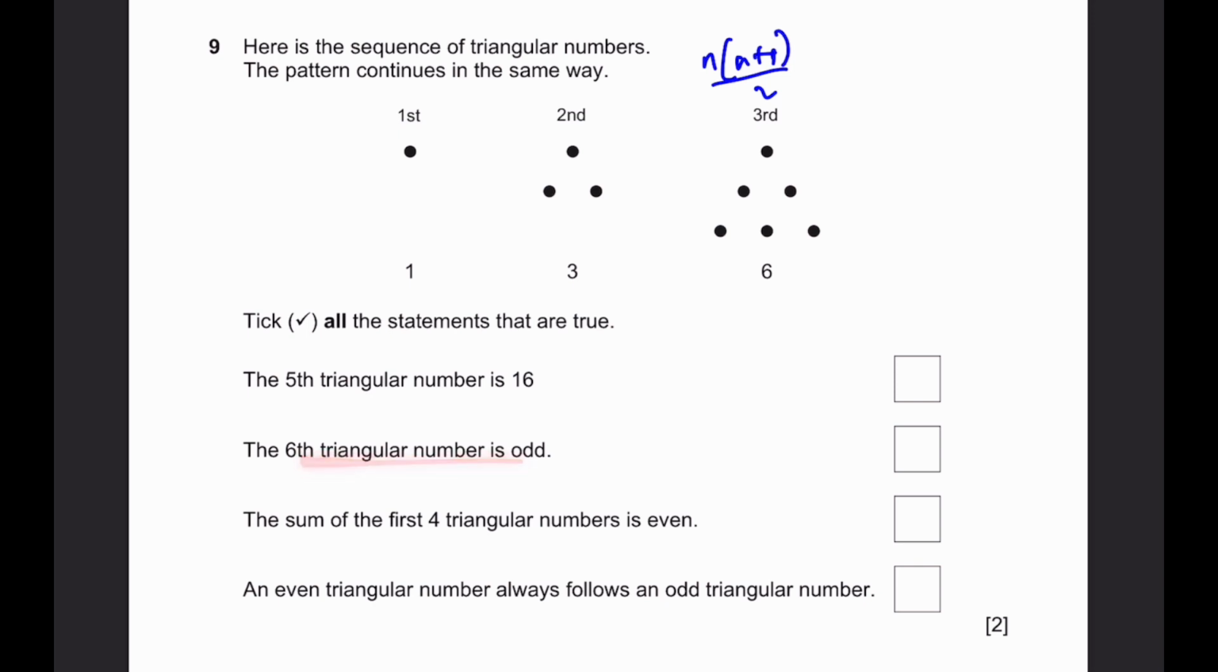The sixth triangular number is odd. We put 6 here: 6 times (6 plus 1) divided by 2, which is equal to 6 times 7 divided by 2, 21. And that is an odd number, so that's true. Sum of the first 4 triangular numbers is even. The fourth triangular number, if you do it correctly, is 10. I'll just write that down.